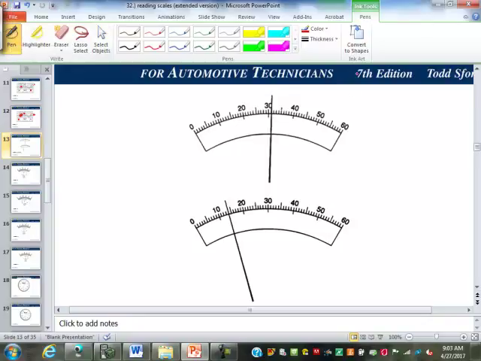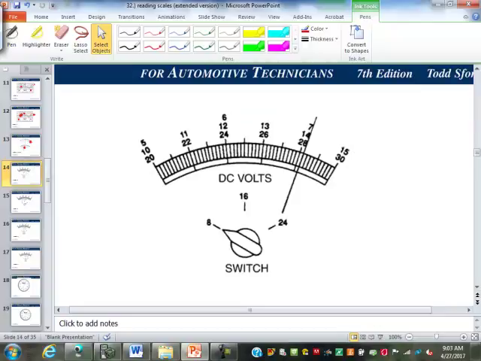Top one here, this is an individual needle. What's that reading? 31. Bottom one, 14.